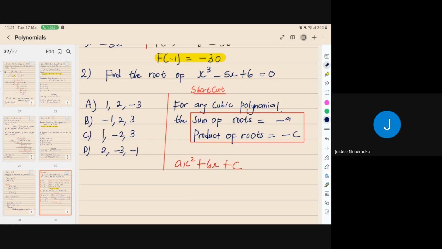So now, if you have that, you should get negative a, and the product of roots should be equal to negative c. So let's check the one that will give us that. Let's add them together, let's add 1 for the first one: 1 plus 2 minus 3. What will it give us? 3 minus 3 is 0.